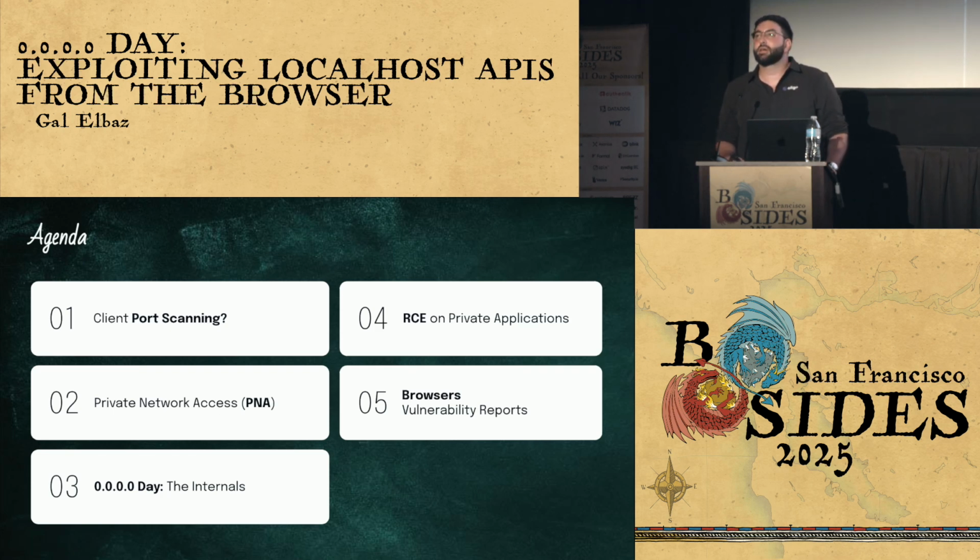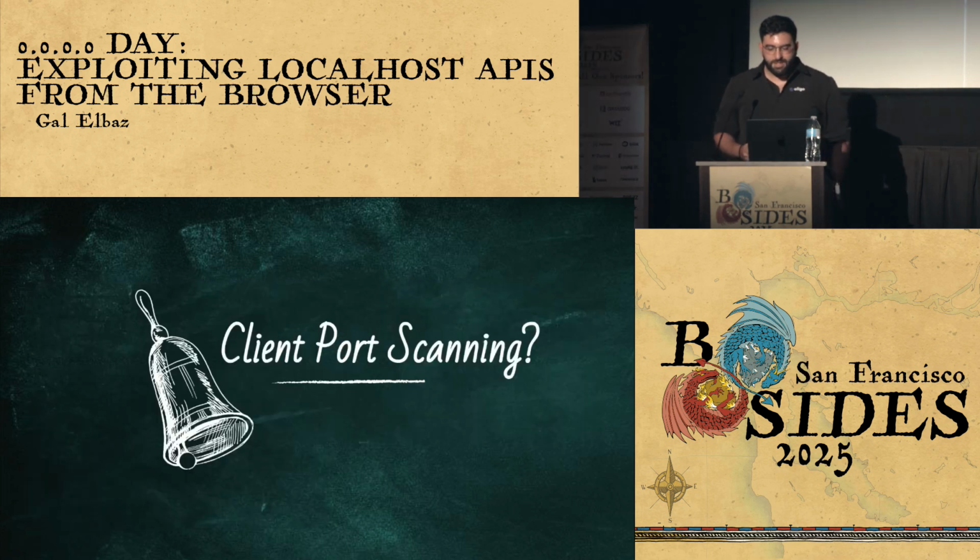And of course, like any good talk, we need to RCE something. So we're going to demonstrate how we're going to chain this attack with a famous application in order to demonstrate how it can be used to attack private applications that today are considered safe. And of course, a deep dive into how the different browsers dealt with the responsible disclosure and how the fixes apply. So without further ado, let's start.